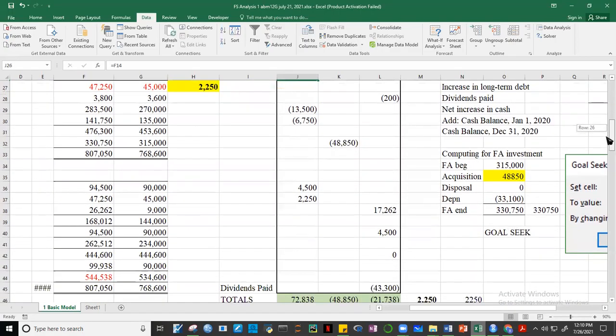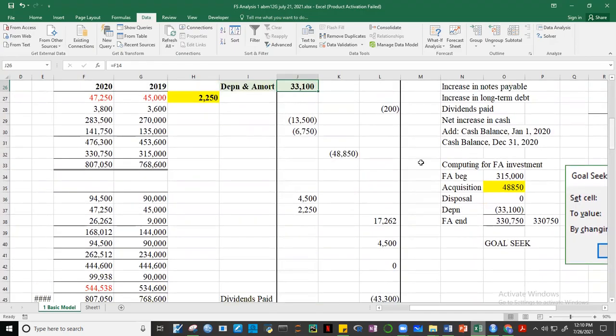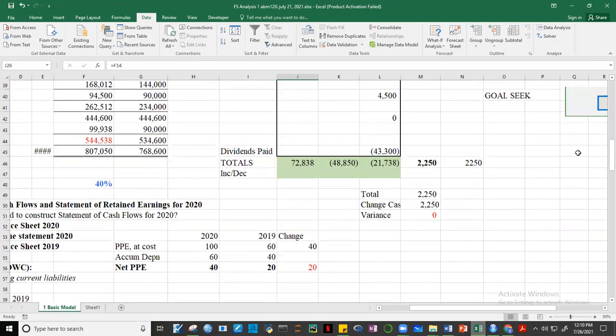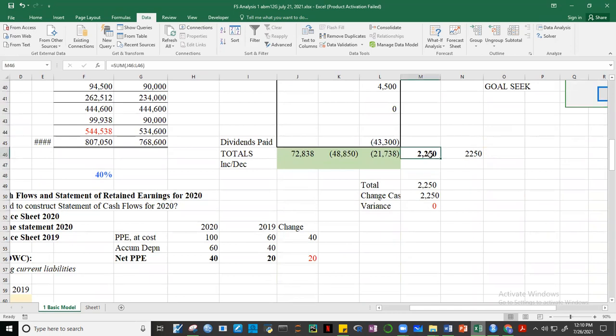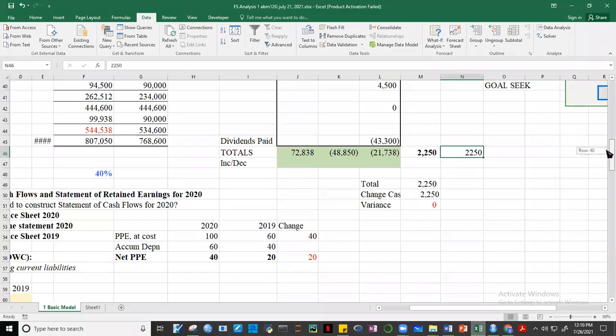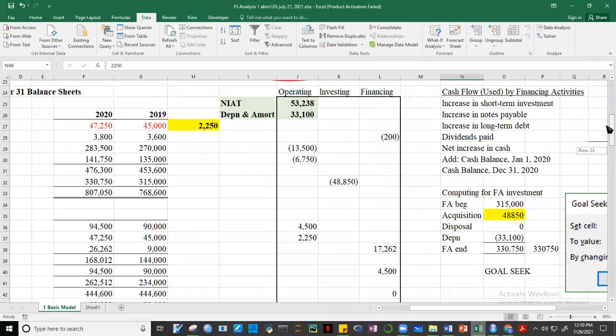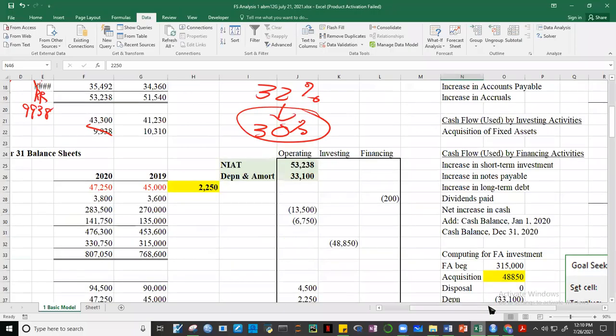Okay, pause muna ako guys. Did you get this? 48,850, and did you get also the 2250 na to? So tama na tayo. Ito na yung net increase in cash. Wala na tayong variance. Okay, pause muna ako, and then clear ba so far? Paki-chat na lang. Kung may questions, please don't hesitate to ask. Okay, if you wish me to repeat yung goal seek.